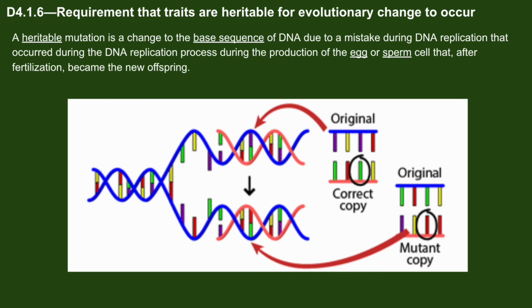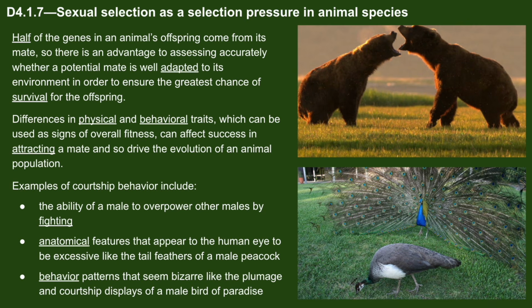A heritable mutation is a change to the base sequence of DNA due to a mistake during DNA replication that occurred during the production of an egg or sperm cell that, after fertilization, became the new offspring. Next, sexual selection as a selection pressure in animal species.